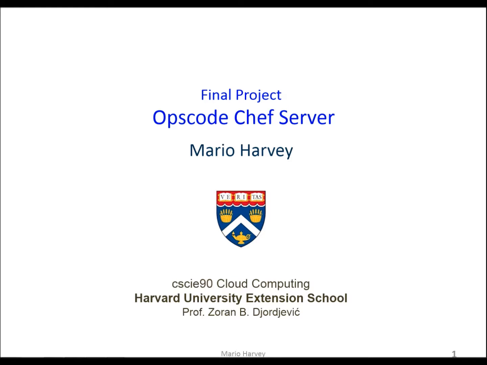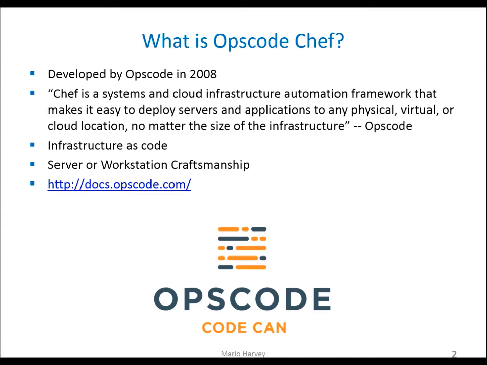So, what is Opscode Chef? It was developed in 2008. Chef is described by Opscode as a systems and cloud infrastructure automation framework that makes it easy to deploy servers and applications to any physical, virtual, or cloud location, no matter the size of the infrastructure.